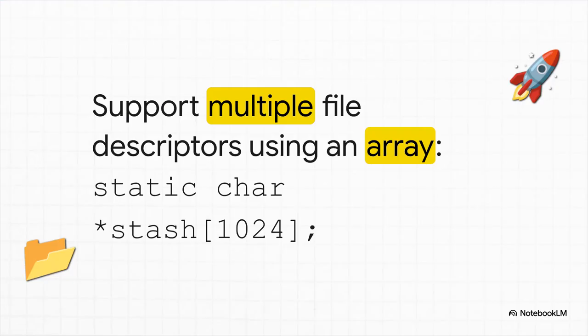Finally, Section 6, Mastering Multiple Descriptors, the bonus level. Once you have the basic algorithm purring along, it's time to elevate your skills by managing several files at the exact same time. Instead of just a simple static char star stash, we throw in some brackets, static char star stash[1024]. By upgrading your static variable into an array of 1024 strings, your program can suddenly track hundreds of separate file buffers concurrently. You can read a line from file A, grab a line from file B, hop back to file A, and neither stash gets corrupted. It's an incredibly powerful upgrade using literally just a few extra characters of code.